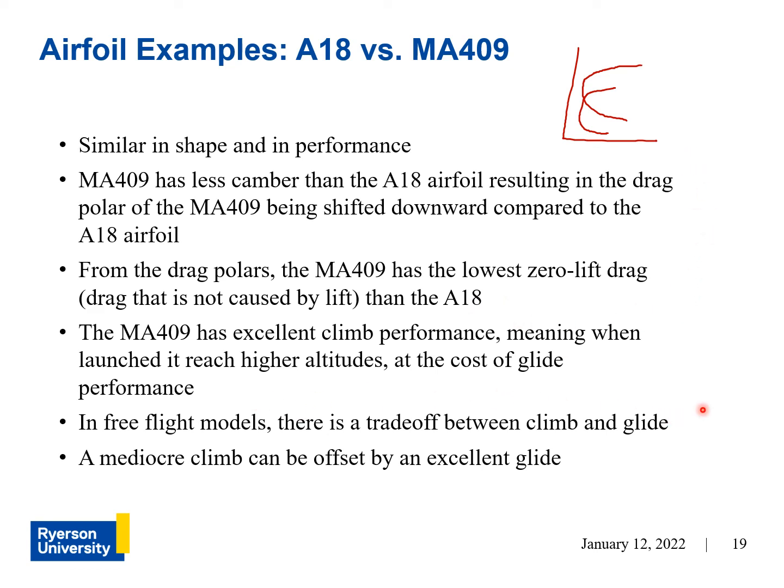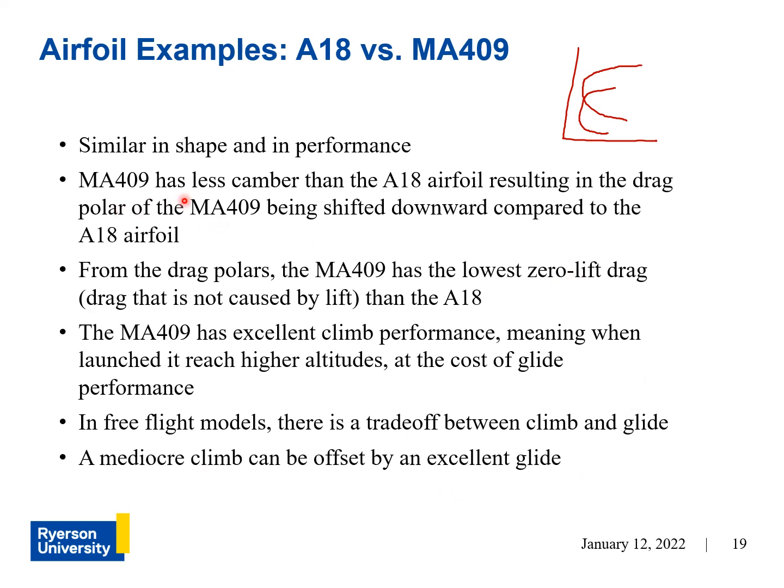So what does that mean? That means that the MA409 has excellent climb performance, meaning when it's launched, it can reach higher altitudes, but at the cost of glide performance. So clearly there's a trade-off between climb performance and glide performance. Right? If you have better climb performance, you have to sacrifice glide performance, and vice versa. A mediocre climb can be offset by an excellent glide.